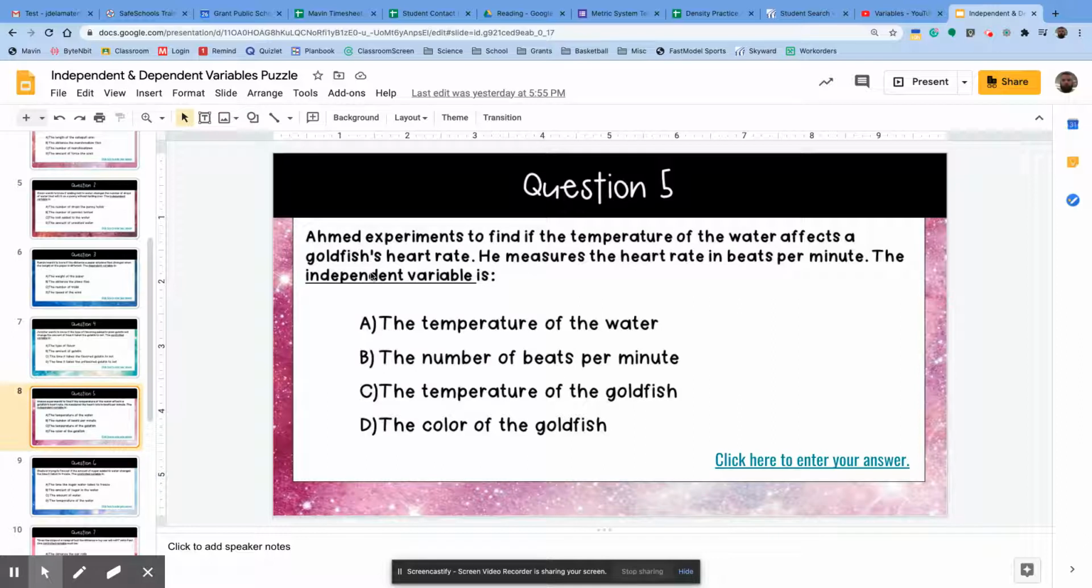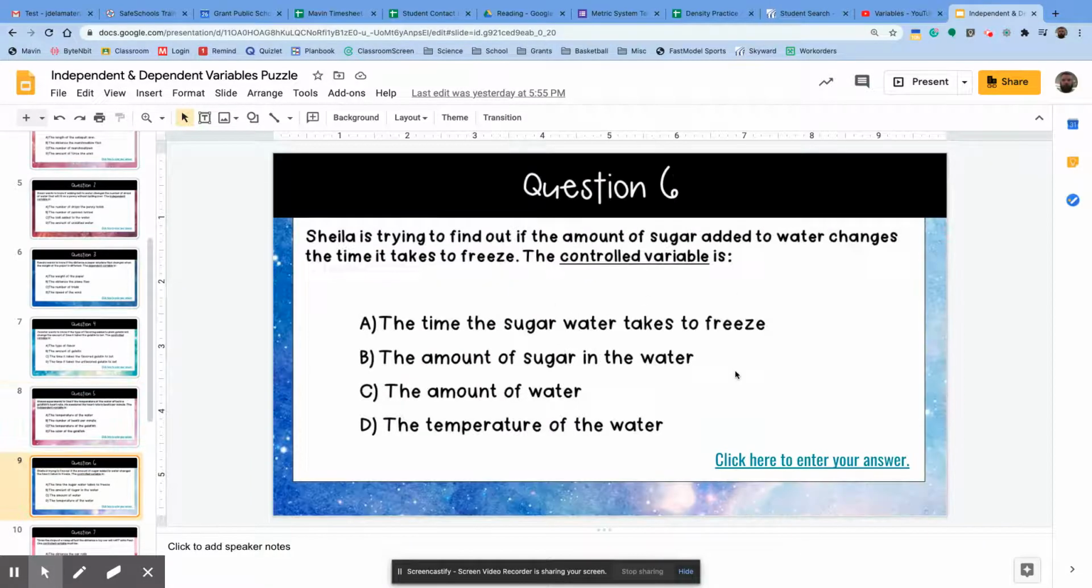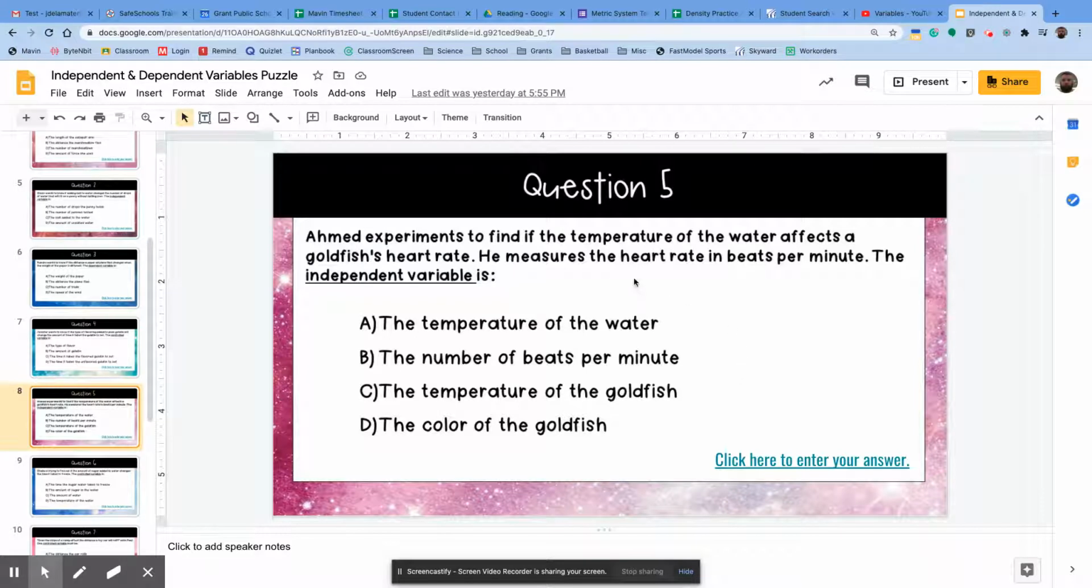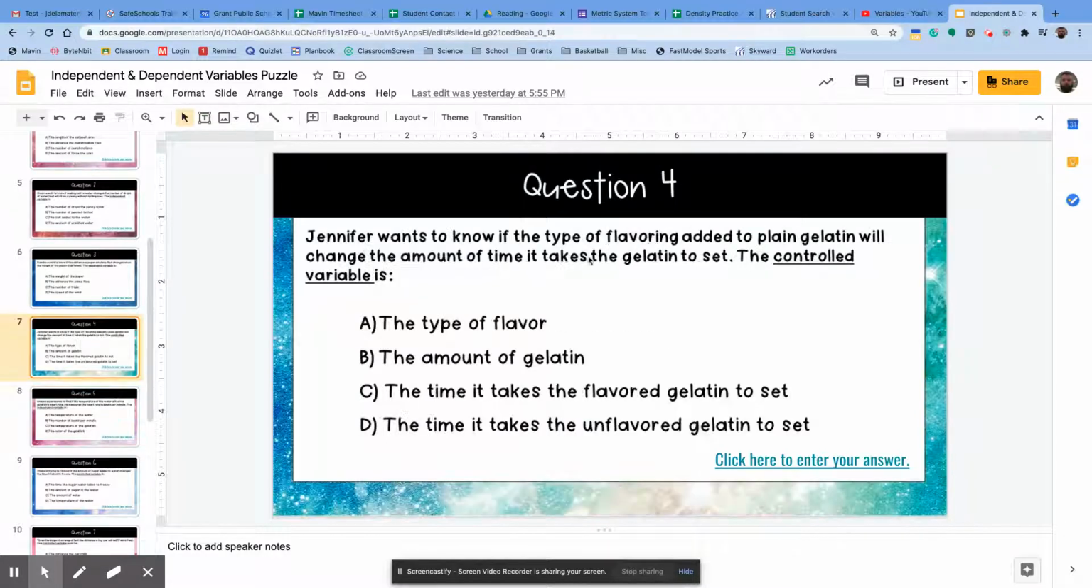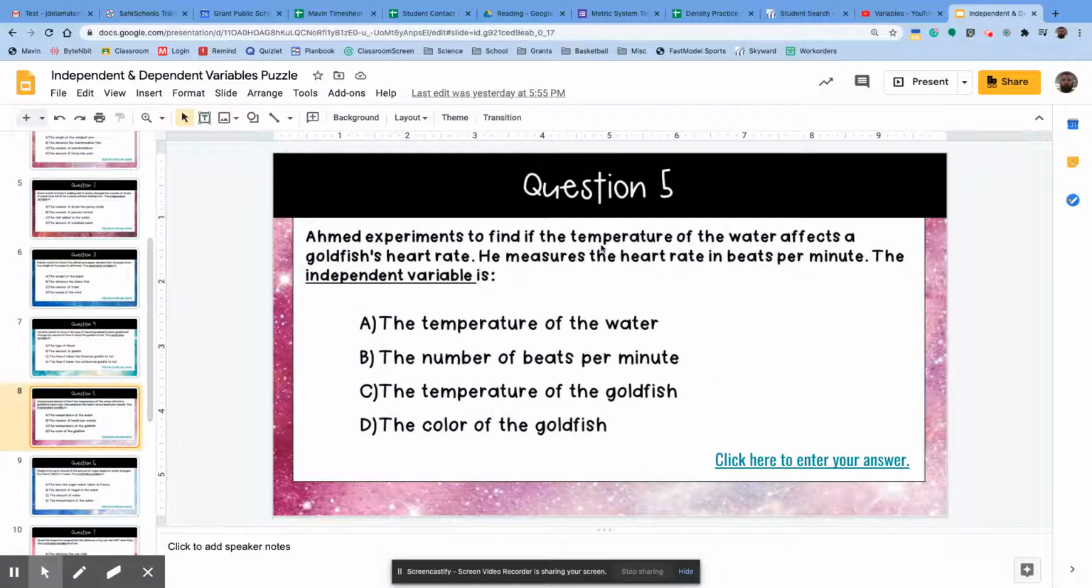Question 5, Ahmed experiments to find if the temperatures of the water affects a goldfish's heart rate. He measures the heart rate in beats per minute. The independent variable is, so again, what are we changing here? In this case, it says to find if the temperature of the water affects the heart rate. So we are going to change that temperature of the water to see if it affects the goldfish's heart rate, and that is A.